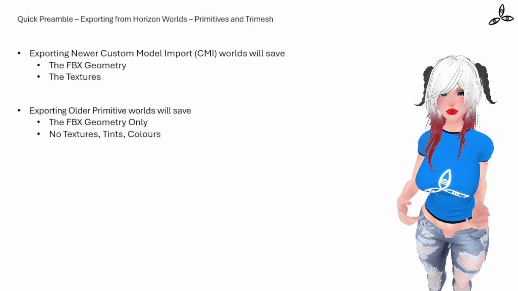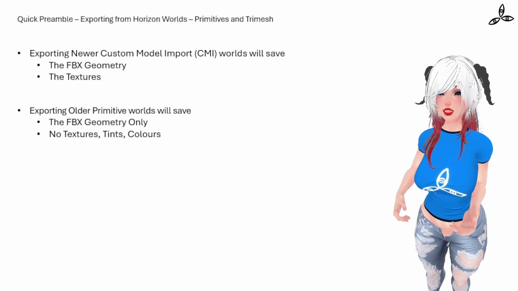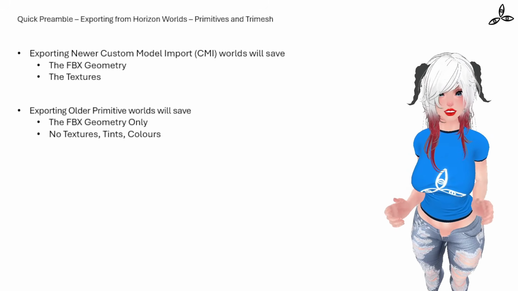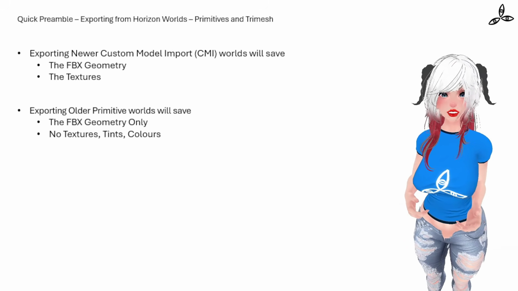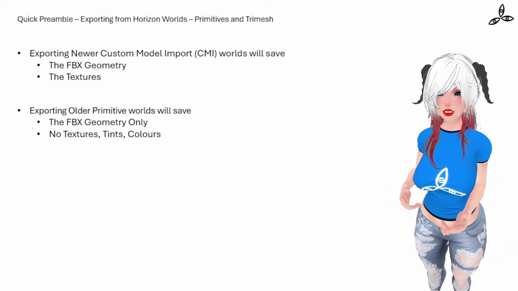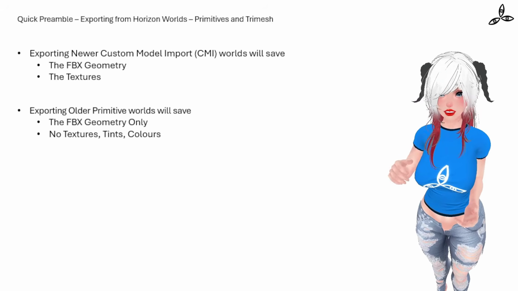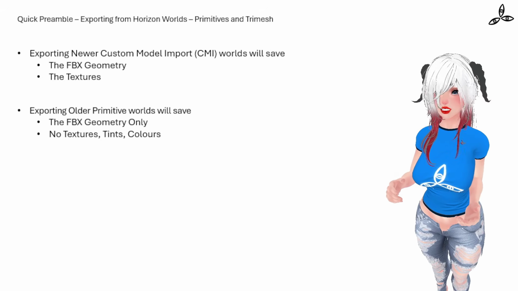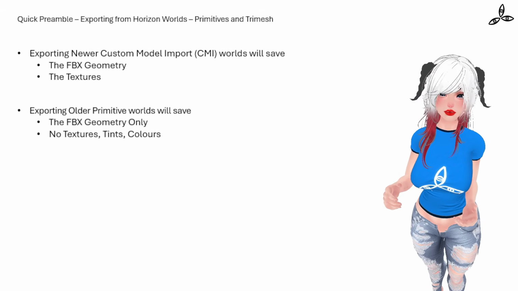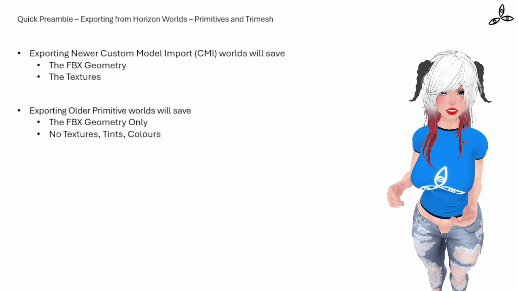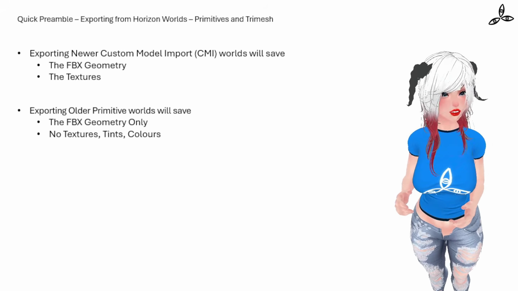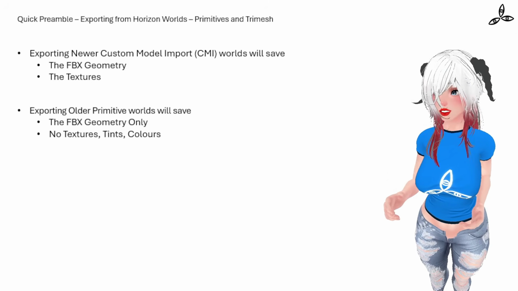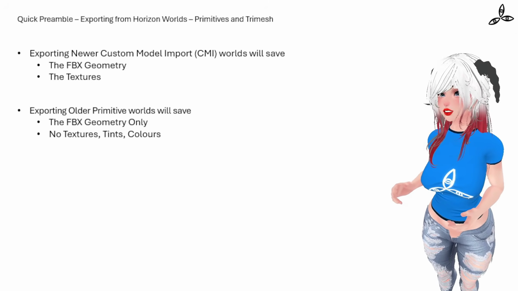Okay, so quick preamble. When you're exporting custom model import worlds, you'll actually get the FBX file, which is the geometry of the world. And you get the textures as well exported with it. And that's a little box you can tick in it. We'll see that in a moment. But when you're exporting older, primitive style worlds, you're only going to get the FBX geometry. There'll be no textures, tints, or colours. So basically it's just your big grey version of your world, which, again, we'll go through how to fix that. It does require a little bit of work.